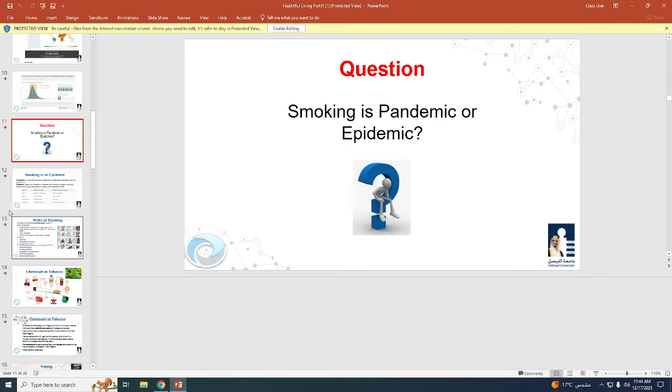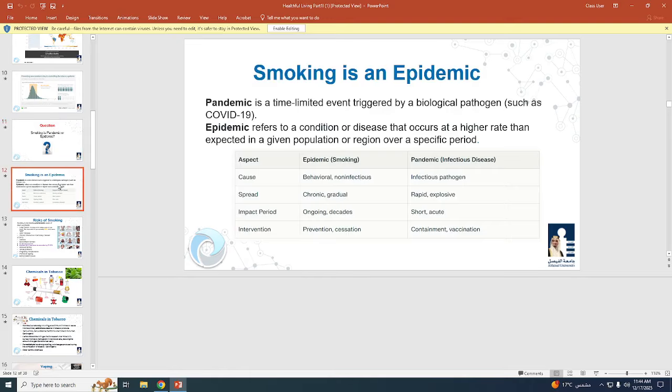Is smoking a pandemic or an epidemic, and why? We explain that smoking is an epidemic. The spread of an epidemic is always about something behavioral, not about infection, while a pandemic is about infectious disease. Honestly, smoking could be considered a pandemic because it is worldwide, but it is an epidemic because it does not fit the criteria of a pandemic.